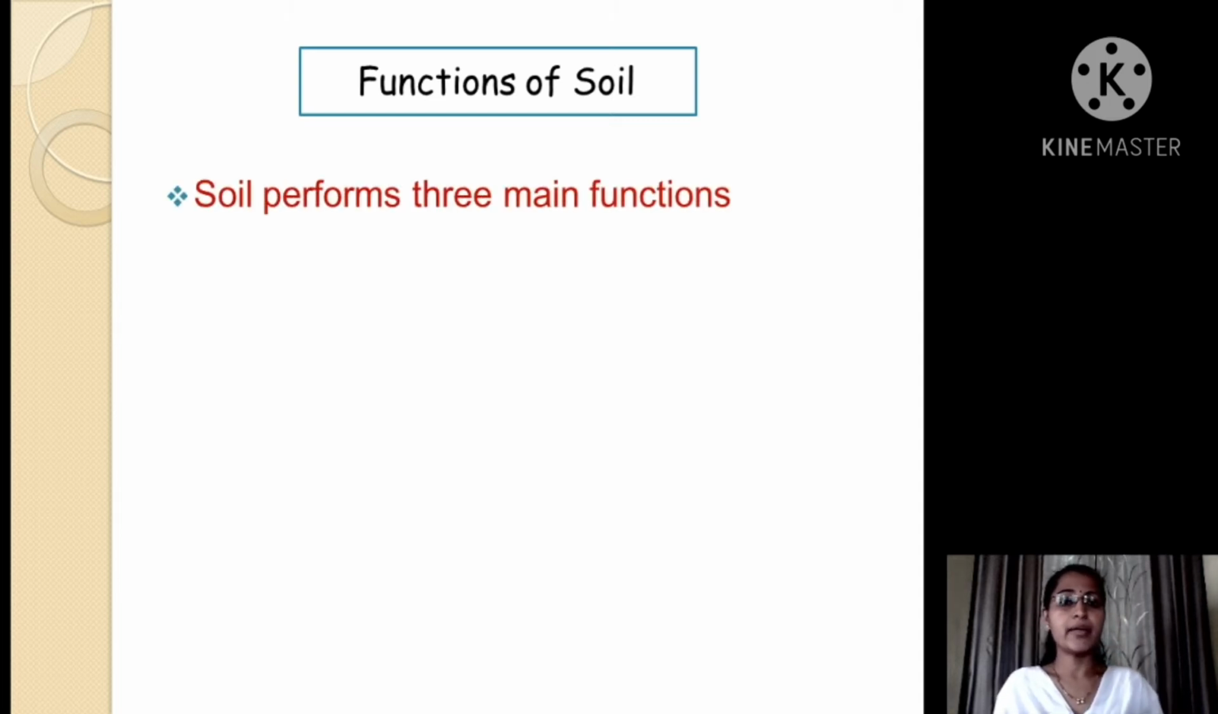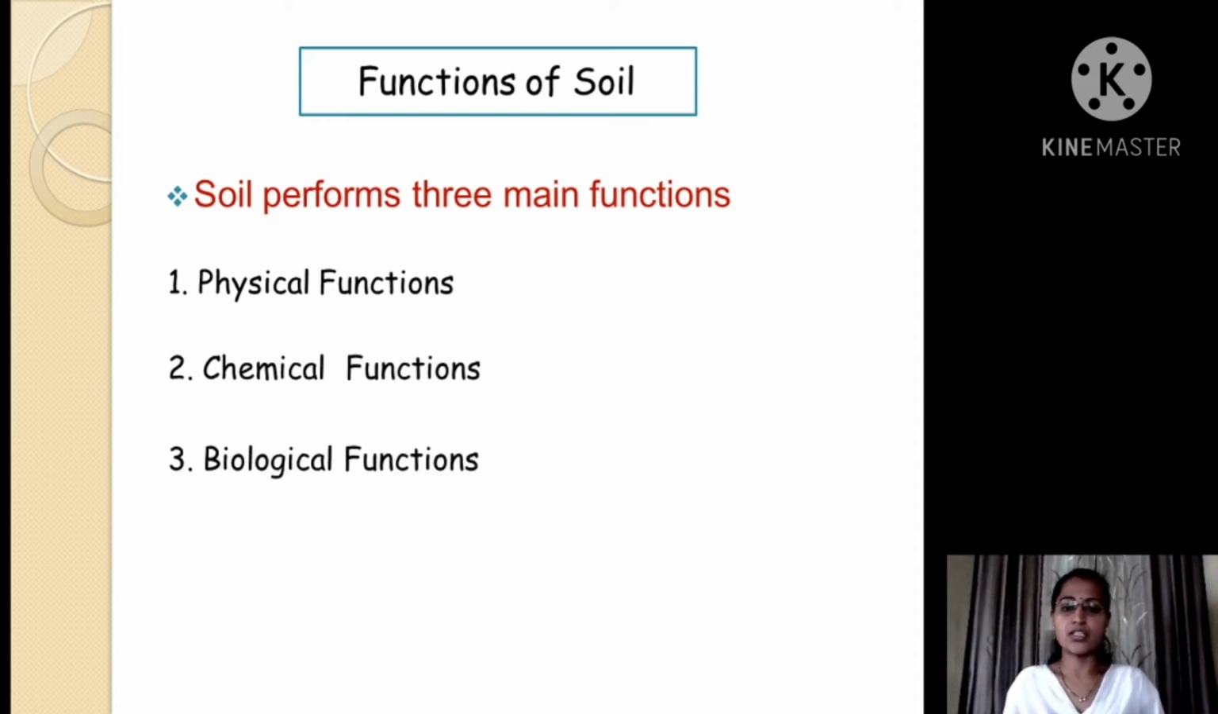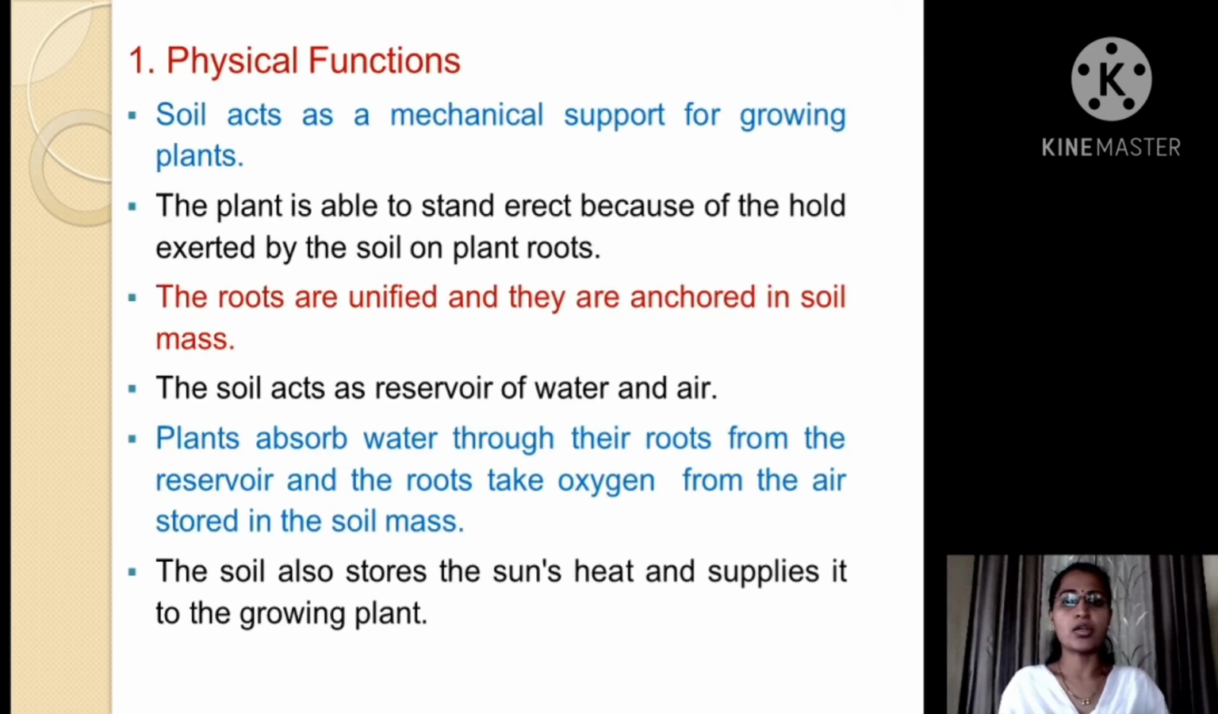Soil performs mainly three functions: physical functions, chemical functions and biological functions. We see these three functions one by one. First we focus on physical functions. Soil acts as a mechanical support for growing plants. The plant is able to stand erect because of the hold exerted by soil on plant roots. The roots are anchored in the soil mass. The soil acts as a reservoir of water as well as air.